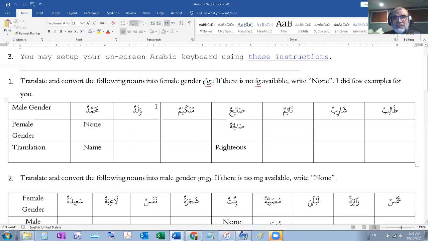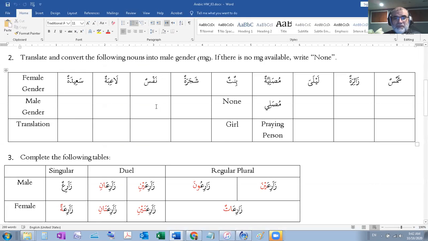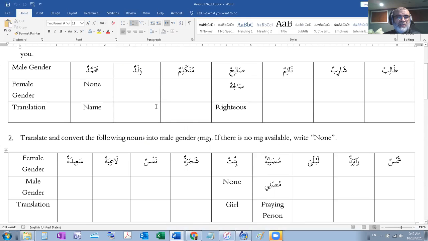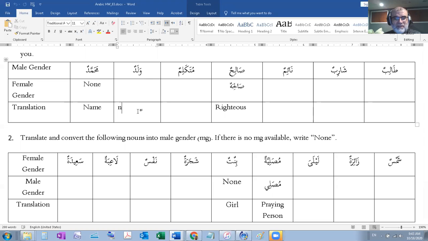I asked it for tashkil. Actually, I already did the tashkil. I just ask it for the female gender. Of course, Muhammad, there is no female Muhammad, and it's just a name. Walad is a boy. There is no female Walad. So this one will not be possible. This is none.